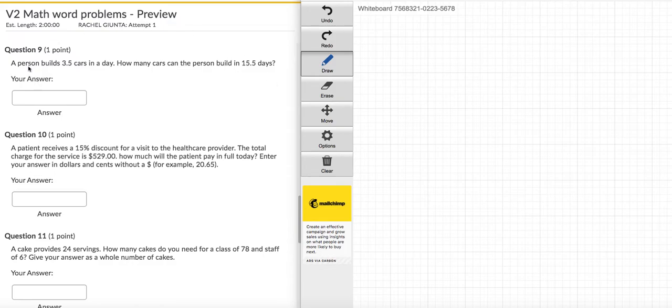Okay, question 9. A person builds 3.5 cars in a day. How many cars can the person build in 15.5 days? So this is another good one to set up with the ratios, and that way if you're not sure if you're supposed to multiply or divide, the ratios will tell you what to do. So cars over days equals cars over days.